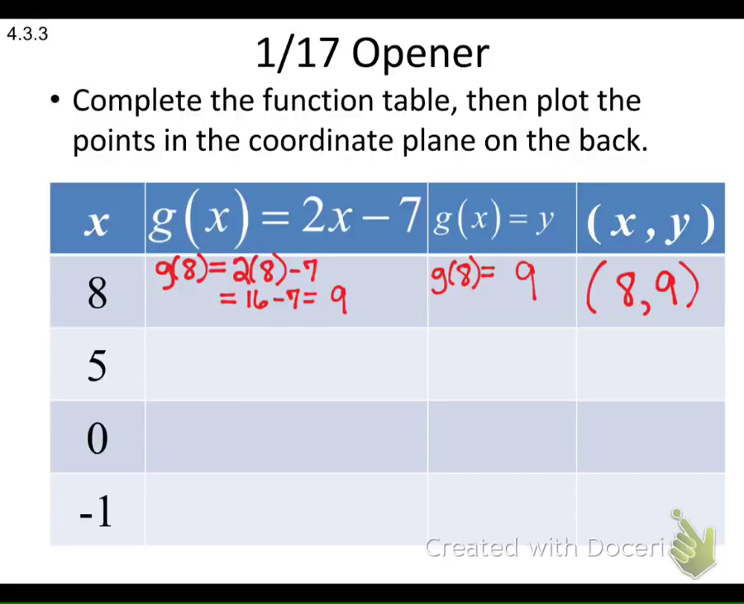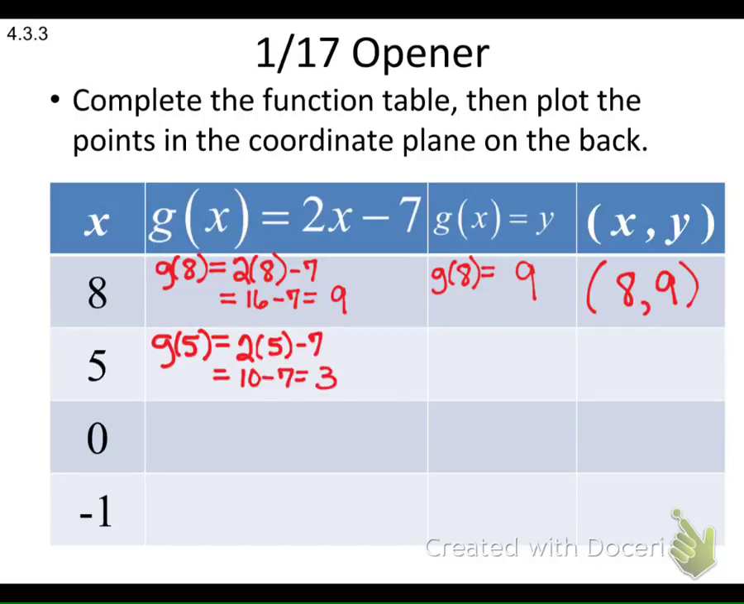So this time, what do I plug in for my input? 5. So the function of 5 equals 2 times what? Times 5 minus 7. All right? Isaiah, go ahead and finish that for me. 2 times 5 equals 10. Then minus 7. That's 3.